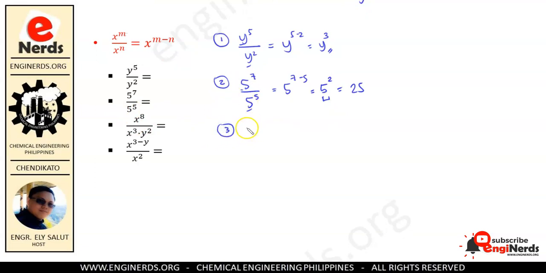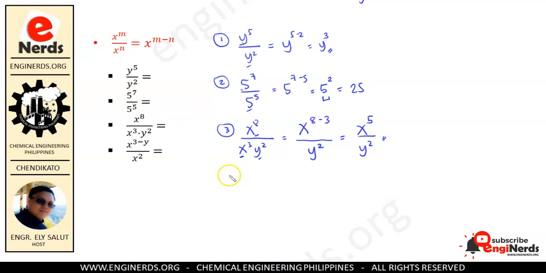We have here x to the 8th over x cubed y squared. So, like I said earlier, guys, we can only use this as long as we have the same base. So, we cannot include this y, okay? So, we have here x to the 8 minus 3, and wherever our y is, it will remain in that location. It's in the denominator, so it will remain in the denominator, y squared. So, we'll have here x to the 8 minus 3, which is equal to x to the 5 over y squared. So, that's our answer.